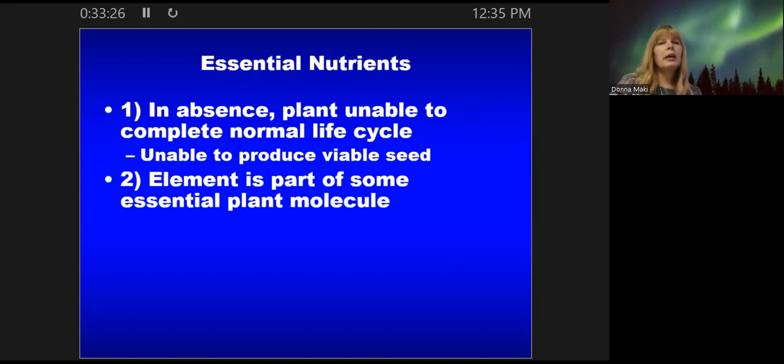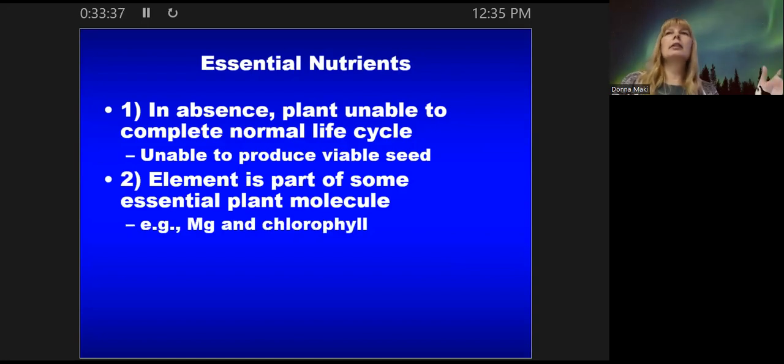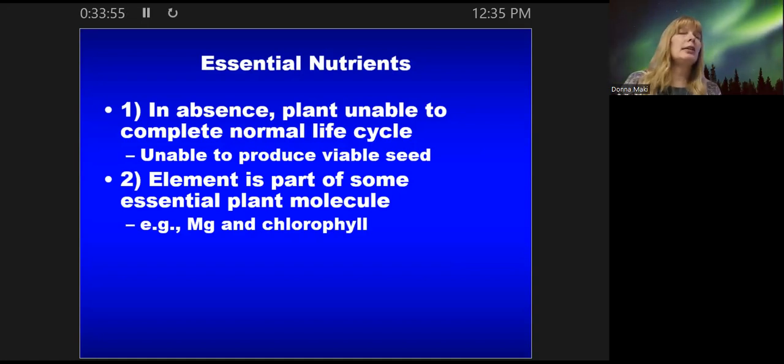And then the second part to that definition is that the mineral is a key part of some molecule that the plant needs in order to function. So a classic example of that is chlorophyll. The chlorophyll pigment actually has to have magnesium chelated in the pigment. And we'll get into that when we get into the light reactions. So magnesium is incredibly important for plants. And unfortunately, so much of our conventional agricultural soil is highly deficient in magnesium.